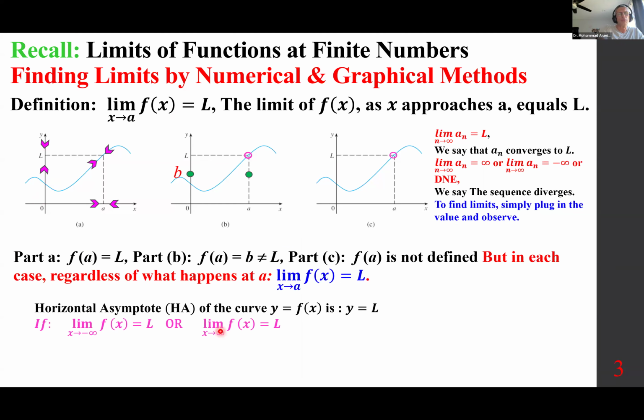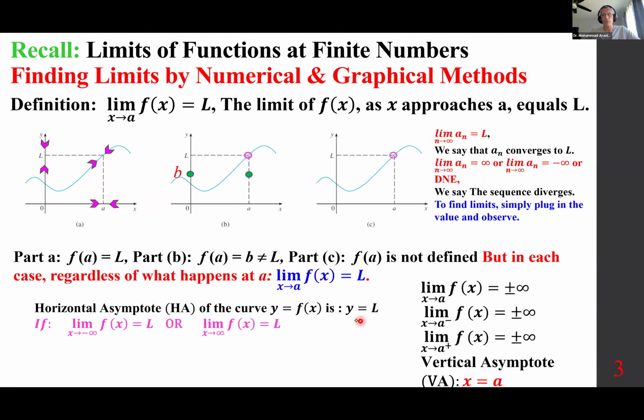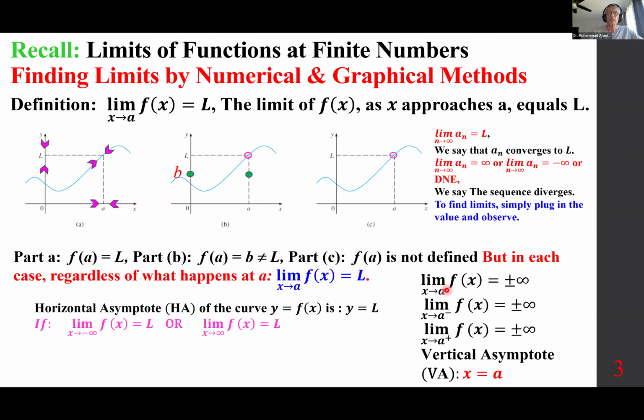Horizontal asymptote: the limit of f of x as x approaches negative or positive infinity is equal to L, which gives rise to the equation of a line y equals L as horizontal asymptote, or HA for short. If the limit of f of x as x approaches a, or a from the left or right, is negative or positive infinity, it gives us vertical asymptote x equals a.